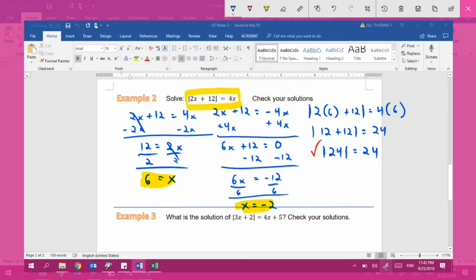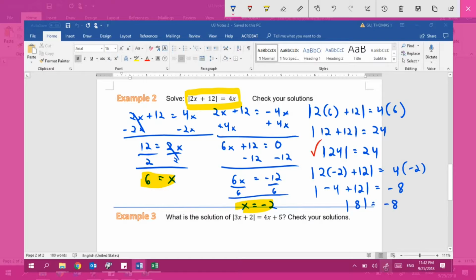Okay, now let's check the other solution. We've got absolute value of 2 times negative 2 plus 12 equals 4 times negative 2, because my solution is negative 2. All right, what is 2 times negative 2? That's negative 4 plus 12 equals, what is 4 times negative 2? That's going to be negative 8. All right, and then what is negative 4 plus 12? That's going to be positive 8 equals negative 8.